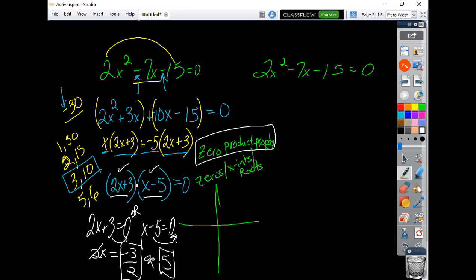These solutions right here then are like x-intercepts, or sometimes we're going to call them roots when we have imaginary, we'll get to that later, or zeros or x-intercepts. So what's that look like on the graph? So on the graph, there's a negative 3/2 over there. There's a positive 5 out here.